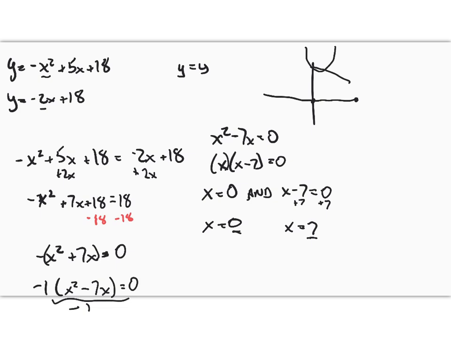Let me redraw this. Let's draw a bigger parabola. I don't have a graph in front of me, but if my parabola is like this, your line is going to intersect here and here, and it's going to look something like that.